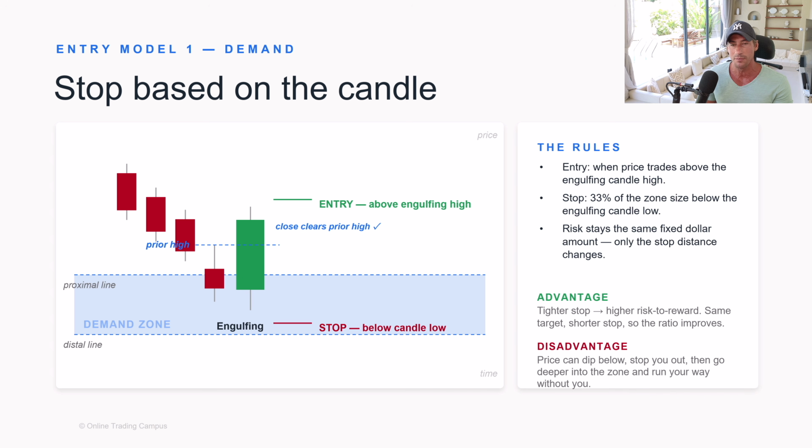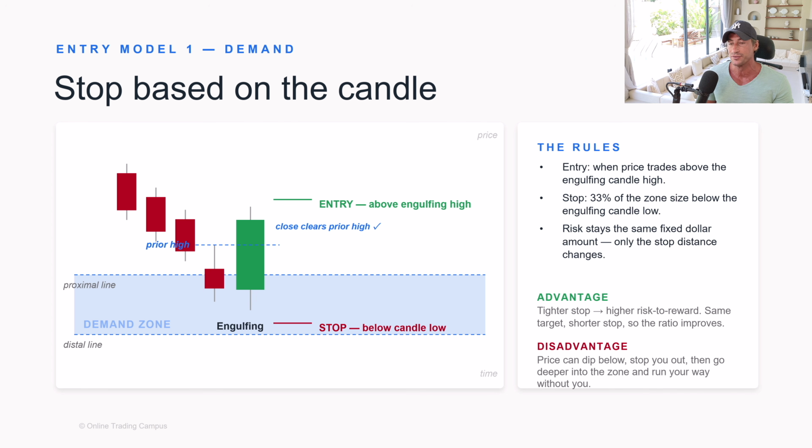Because risk to reward only works if the risk stays the same. So a tighter stop is not less risk. It just means I can take a bigger position for the same risk. And that gives me a higher risk to reward proposition because my target is also fixed. So that is the good part.